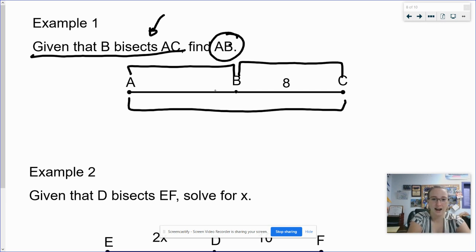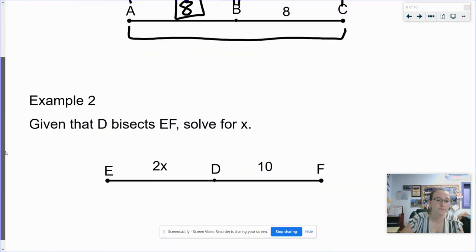If this entire thing is cut into two equal pieces, and one of the equal pieces is 8, what does that mean about the other piece? It's also 8. You're so smart. That's our answer. If AC is cut into two equal pieces at point B, well, there's my two equal pieces, 8 and 8. That's it. Super simple, I hope. Let's try and make it a little bit harder now.